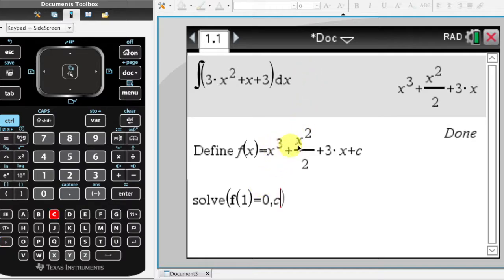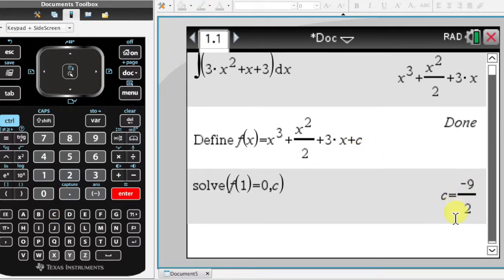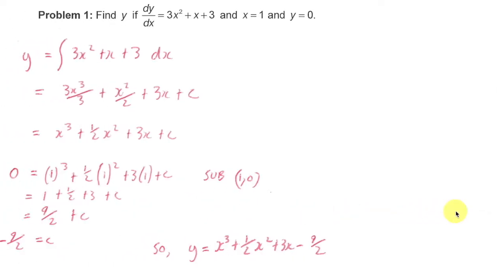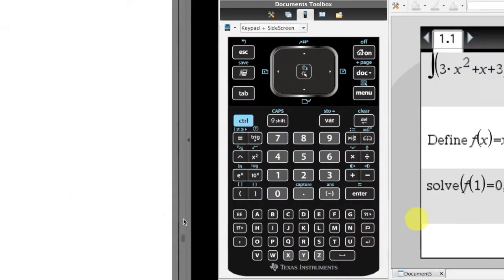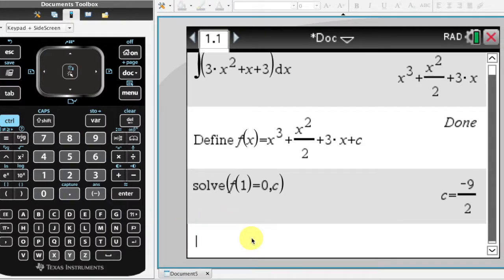So we're saying that in this equation here, x is equal to 1, and f of x itself, the y value, is equal to 0. Let's work out what c is. And we get negative 9 on 2. So that is exactly the same. Obviously you can do it by hand, and you will be required to do it by hand, but it's very efficient to use our CAS as well.